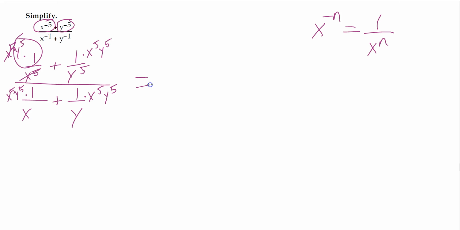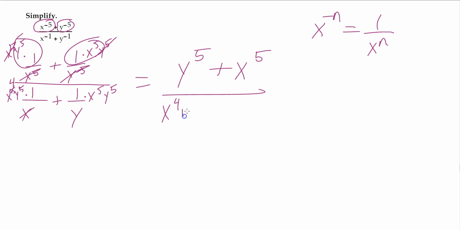So we're left with, first term, y to the 5th, plus the second one, the y to the 5th reduces, leaving plus x to the 5th. That's the numerator. Denominator, 1 over x reduces, leaving us an x to the 4th, y to the 5th, plus, and the last term, 1 over y reduces, leaving us an x to the 5th, y to the 4th.